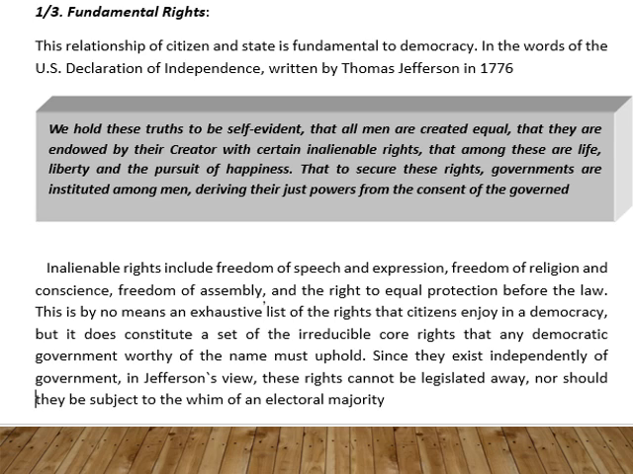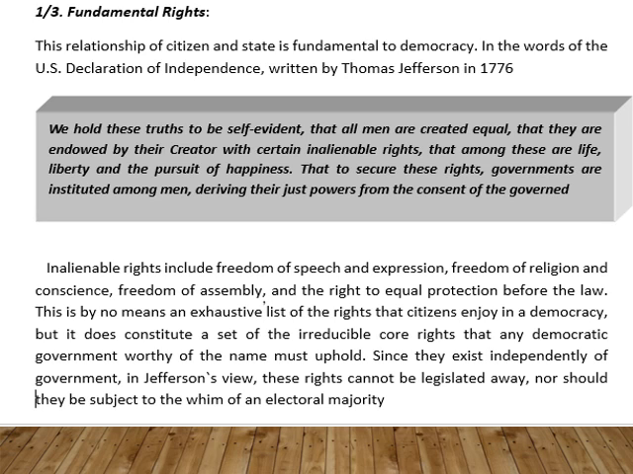This is by no means a comprehensive list of the rights that citizens enjoy in any democratic state. But it does, in a way, constitute a set of core rights that any democratic government worthy of the name must uphold, since they exist independently of government. In Jefferson's view, these rights cannot be legislated away, nor should they be subject to the whim of an electoral majority.